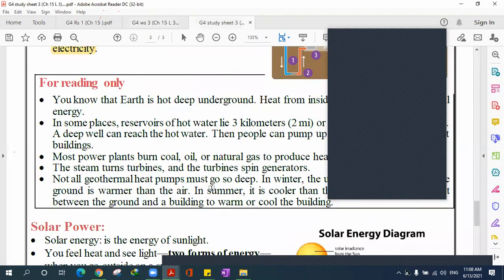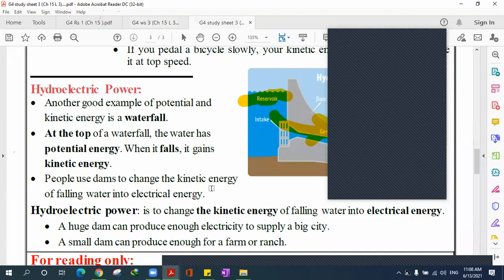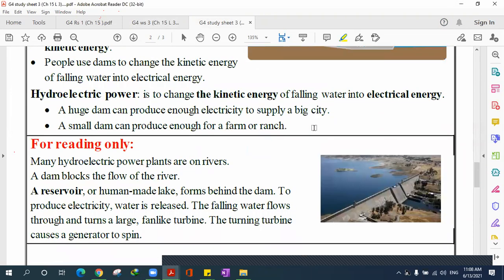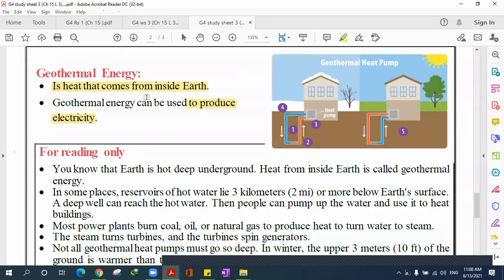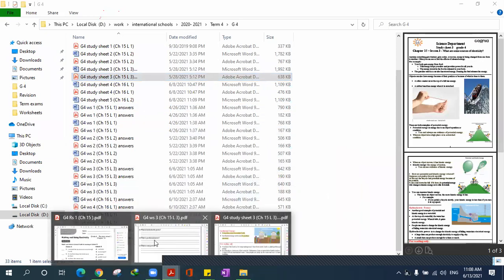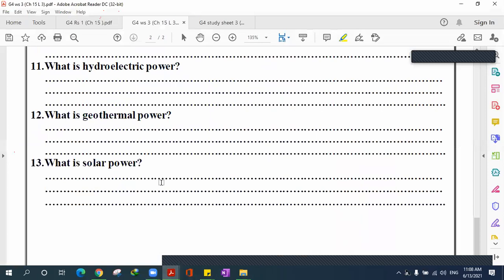Hydroelectric power is the power that we get from the falling water. We use the falling water to get energy, which is electricity in this case. So we can say hydroelectric power is the power of falling water that we change into electricity. Geothermal energy, which is the second type, is the energy or the heat that comes from the inside of the earth. Okay, thank you. Now I will have to move on. Guys, please try to study harder.